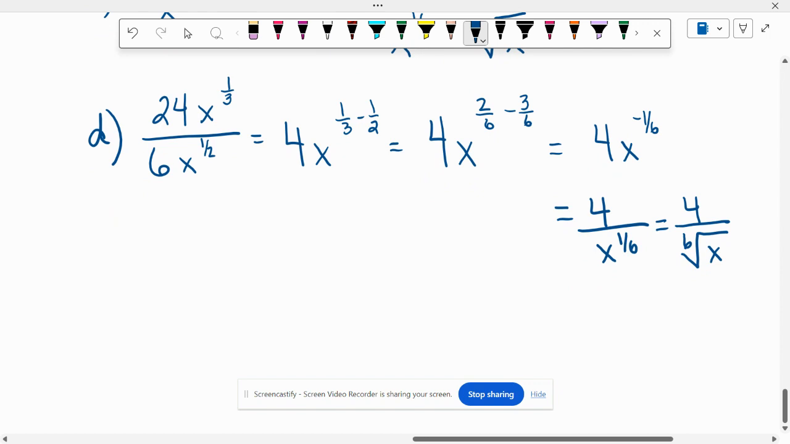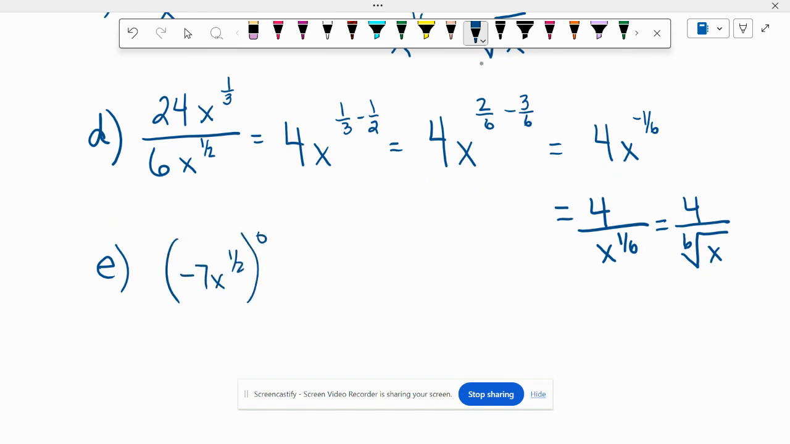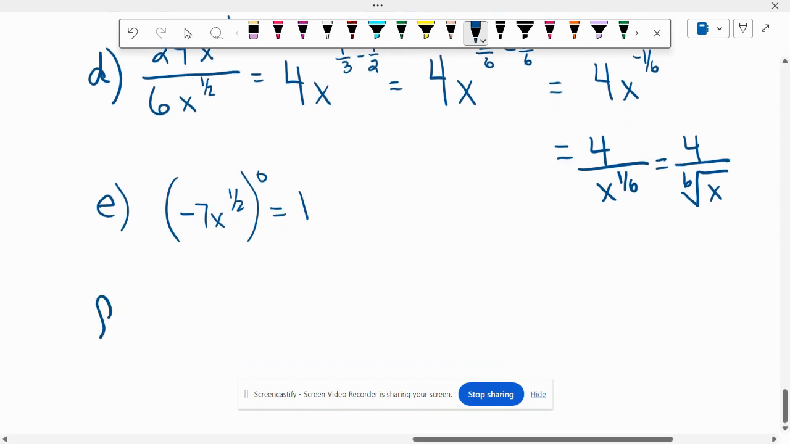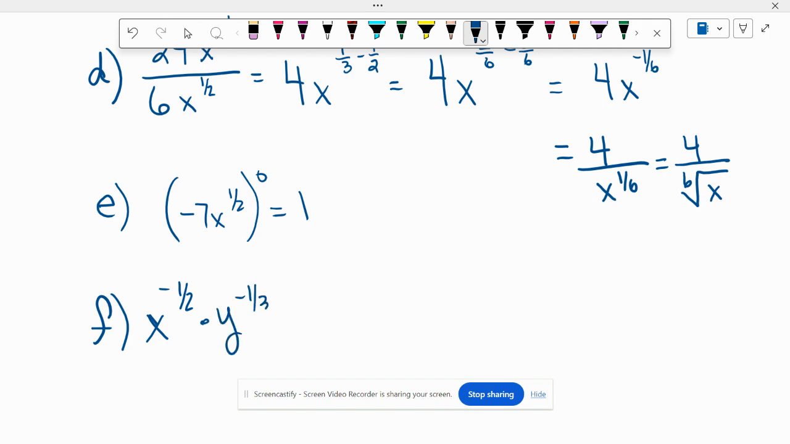What is the answer to example E? Yeah, negative 7x to the 1/2, all raised to the power of 0 equals 1. Example F. I have x to the negative 1/2 times y to the negative 1/3. So that's really 1 over x to the 1/2 power times y to the 1/3 power.